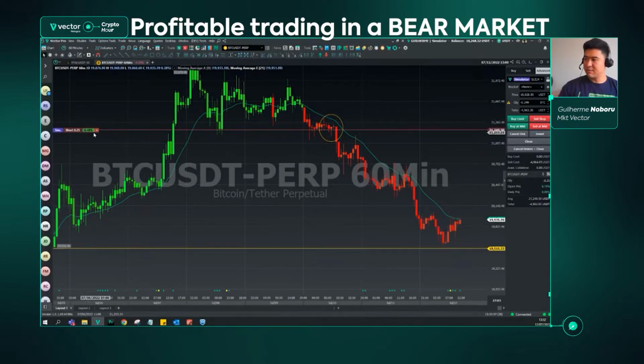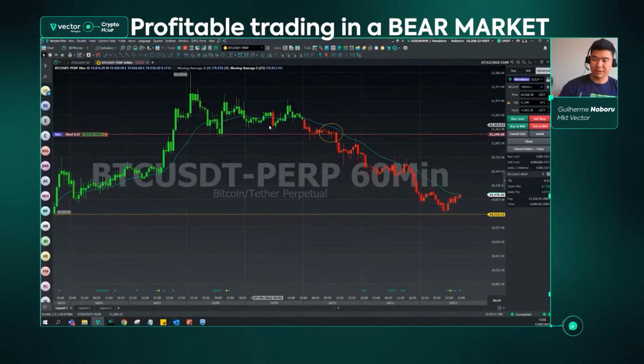One thing very interesting about Vector is that it's very visual. If it's green, you're having the profit, and if it's red, you're having a loss. Just as an example, for each 0.25 Bitcoin that I had, I would be getting right now $300 of profit. Of course, you can trade more or less than that, but it's just an example of how much you could take if you would be in this trade.